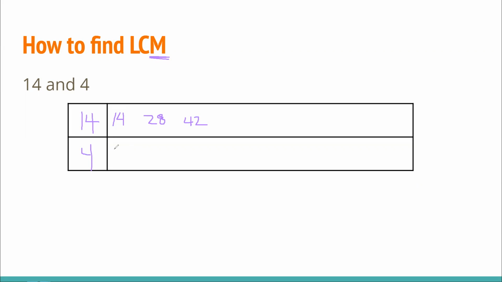So 4 times 1 is 4, 4 times 2 is 8, 4 times 3 gives me a 12, 4 times 4 is 16, 4 times 5 is 20, then we have 24, and then we have 28, and look, we have a match. So we've got 28 there, and we've got 28 there. And so I know the least common multiple of 14 and 4 is 28.